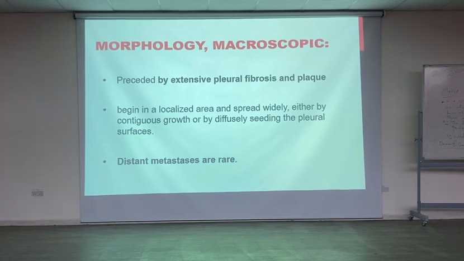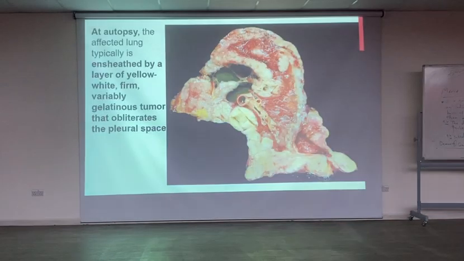So patients, if we look grossly, we will find extensive fibrosis involving the pleura, and usually the lesions are localized, but they may spread widely and they may cause seeding into the pleural surfaces. However, distant metastasis is considered rare with malignant mesothelioma. Usually those tumors are described as ensheathing, meaning they wrap the lung from outside. So grossly at autopsy, with the naked eye, you find the lung wrapped by a white or yellow layer like this layer, and this indicates that this tumor is occupying the pleural surface, ensheathing the lung.